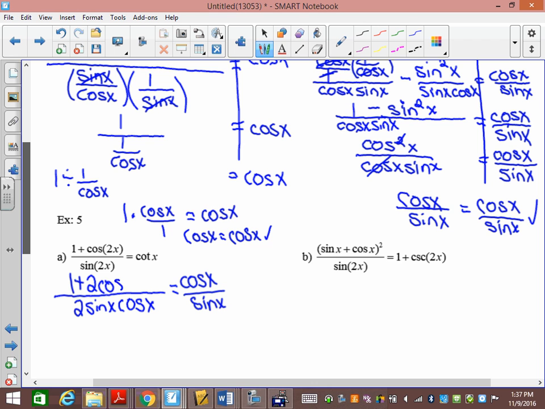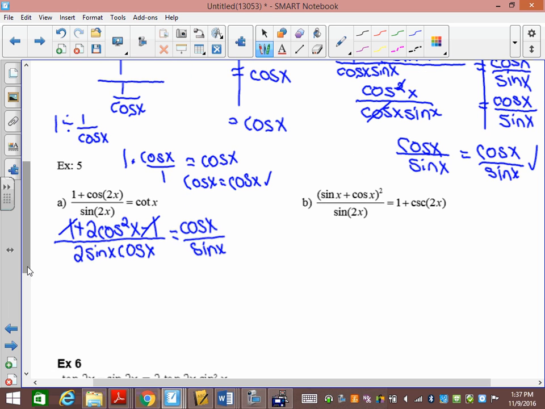Remember I said I need at least 2 cos squared x's up here? Because if I have 1 cos squared x, I can cross this one off and I have to still be left with 1. And so I could use the sine squared one, but it's not going to help me because I'm going to end up with a sine squared up here. The 1 and the minus 1 cancel. So I'm left with 2 cos squared x over 2 sine x cos x.